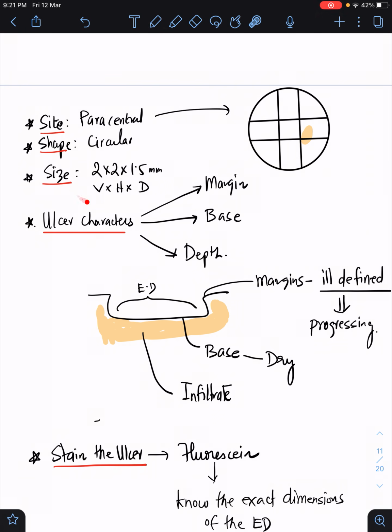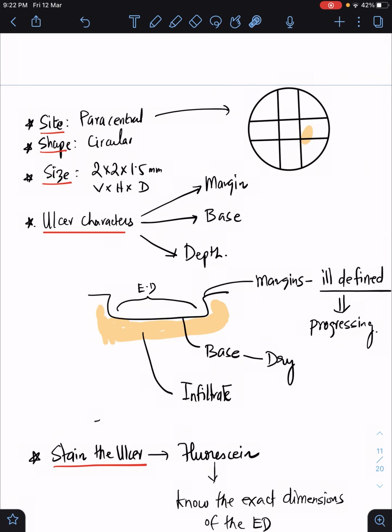The size was this. Always mention the size in millimeters, and mention whether it is vertical or horizontal, or the depth. For our patient, it was 2 mm into 2 mm, vertical into horizontal, and 1.5 mm is the depth of the corneal ulcer approximately. And always define the ulcer characteristics. The 3 important characters are margin, base and depth. We looked at the depth.